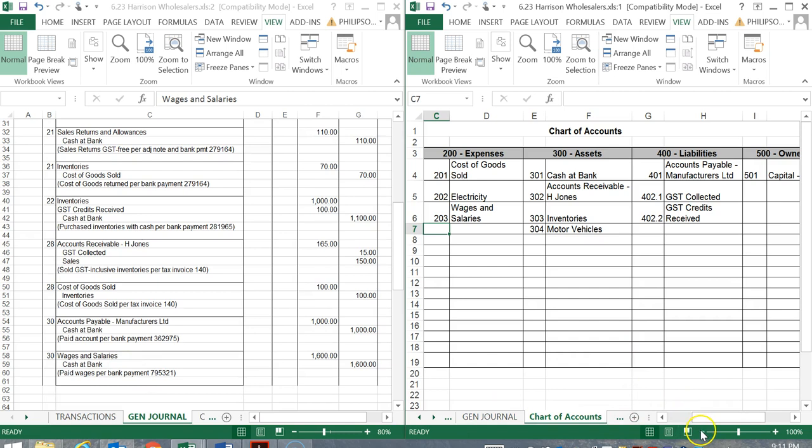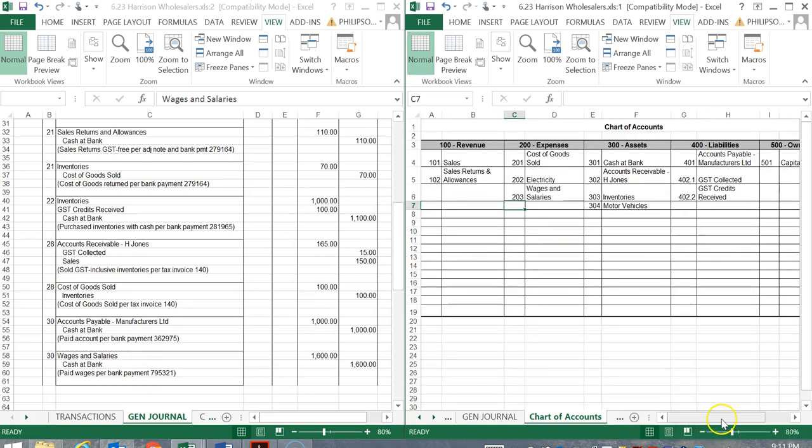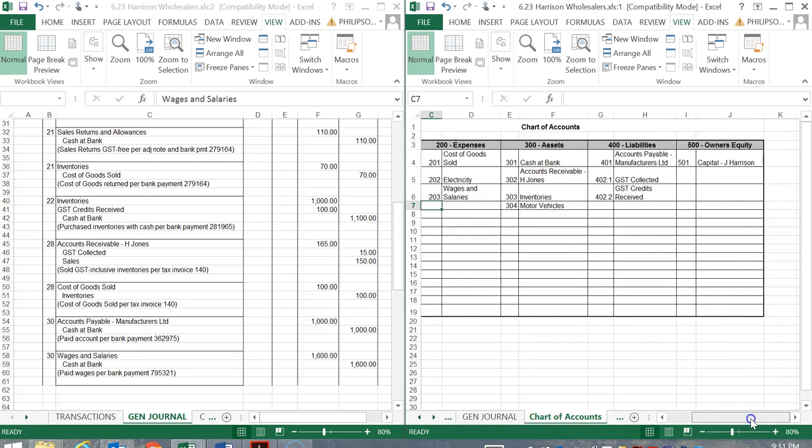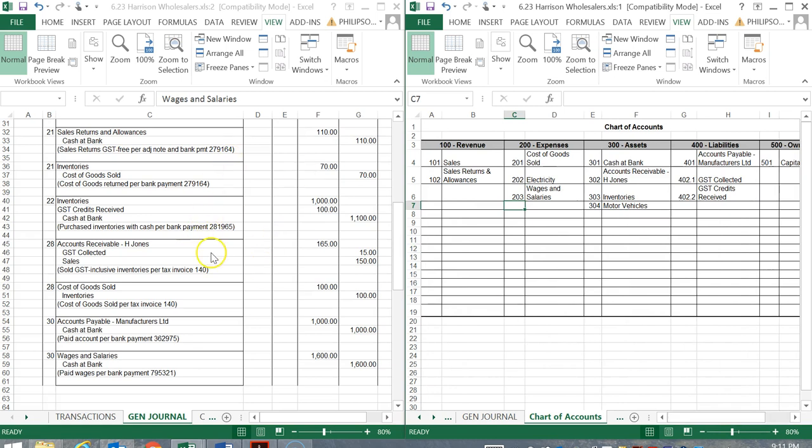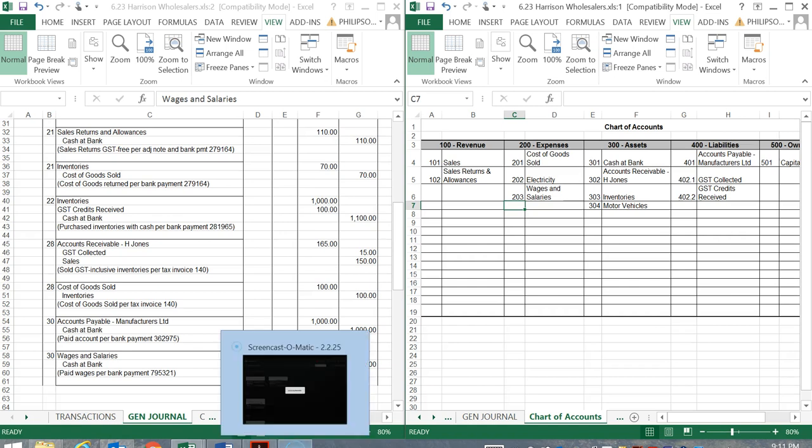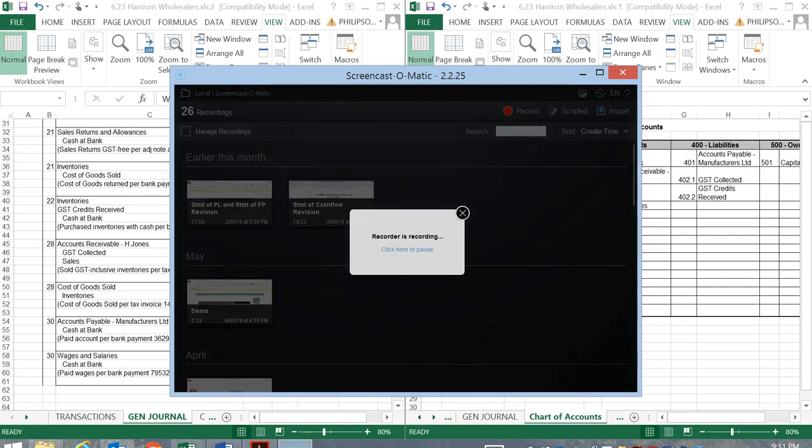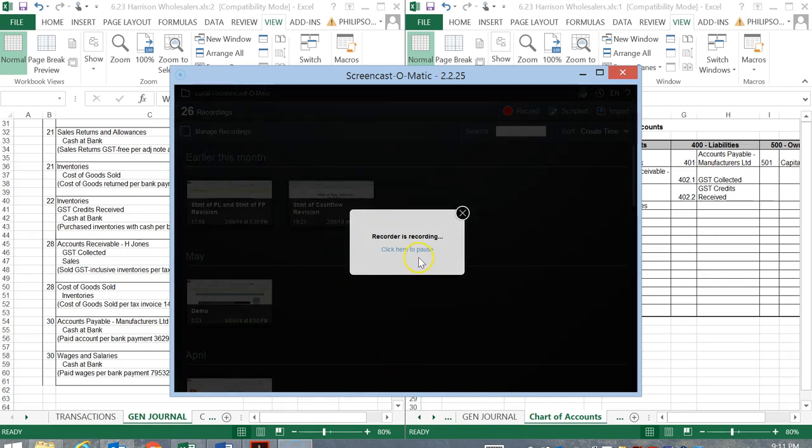Okay, so there is our chart of accounts for all of these journal entries that we've done. So the next step then is to go and create our ledger and our trial balance. What I might do, I might break this into 2 videos so that you don't have to spend so much time wading through one. Okay, so we'll make this one journals and chart of accounts and move on to ledger and trial balance in the next one.